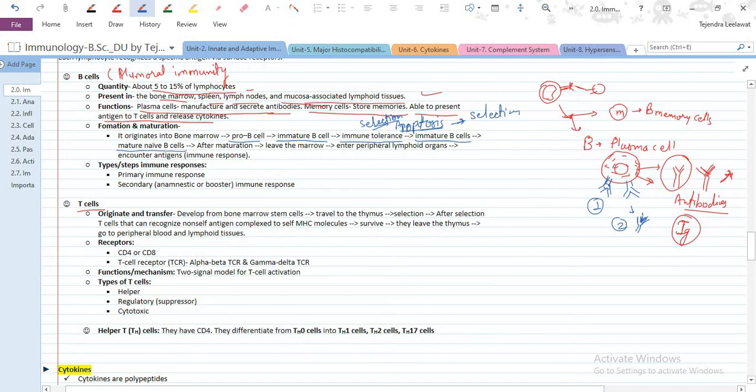So now these mature naive B cells, after maturation, go to another type of tissue present in the peripheral lymphoid organs. Okay, so they leave the bone marrow and go to the peripheral lymphoid organ, and they start encountering antigens. They are ready to encounter the antigens, and this is called the immune response. So there are two types of immunological terminology: one is immune tolerance, and the second is immune response. So you can understand both of these concepts.